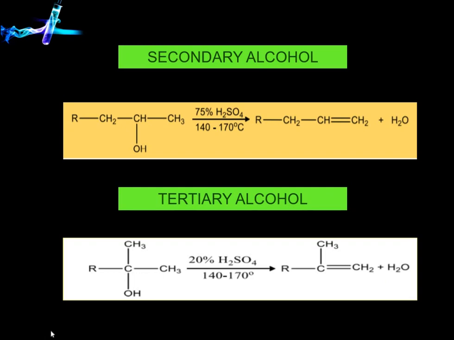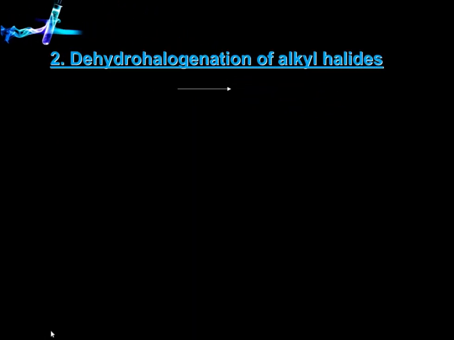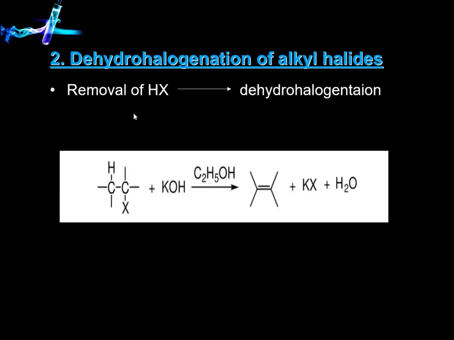The next method for the preparation of alkenes is dehydrohalogenation of alkyl halide. Now the term de stands for removal, hydro for hydrogen, and halogen for the halogen. So removal of hydrogen and halogen from an alkyl halide is called dehydrohalogenation. Removal of HX, that is hydrogen halide, from an alkyl halide is called dehydrohalogenation.